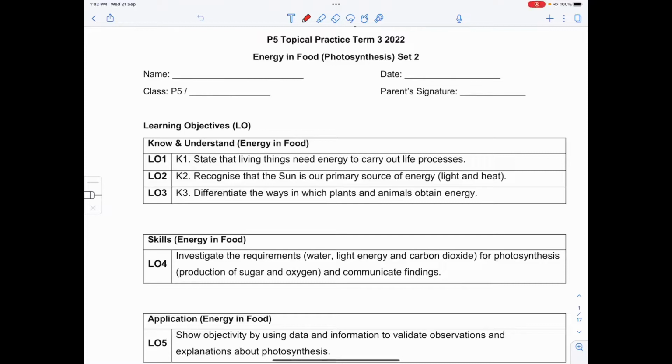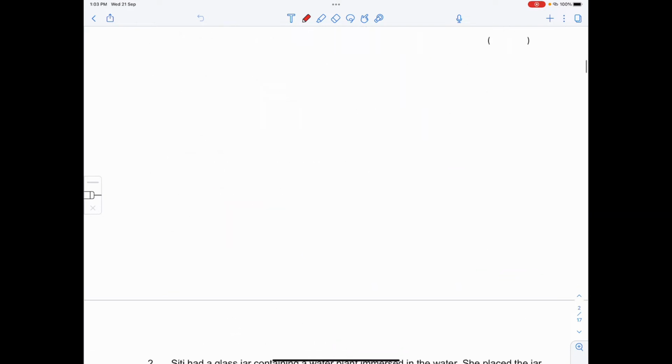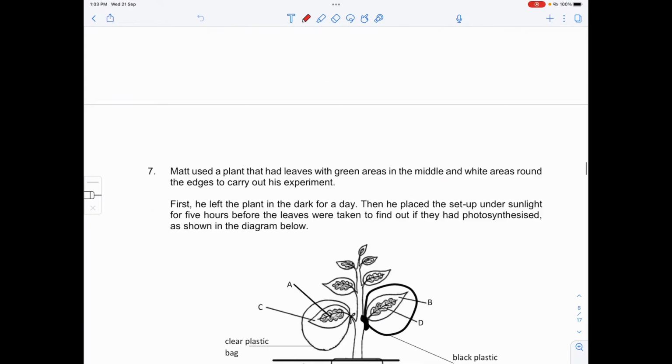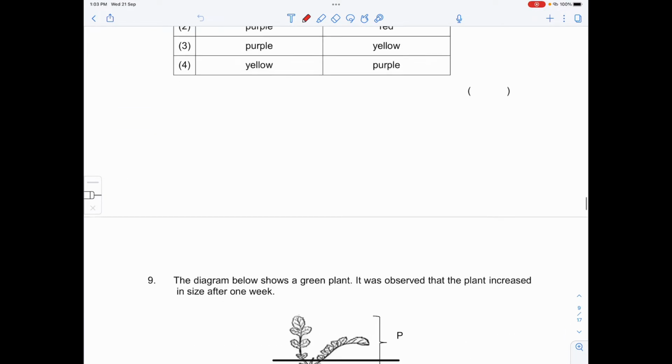Okay, today we're going to go through energy in food, photosynthesis set 2. This is an extension of your learning for photosynthesis. Alright, so we are going to look at your open-ended questions first.